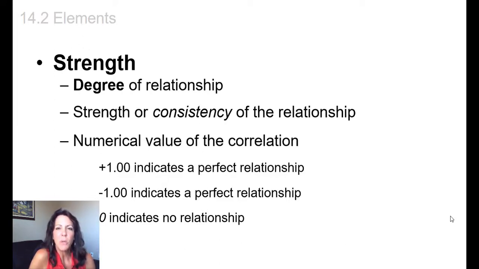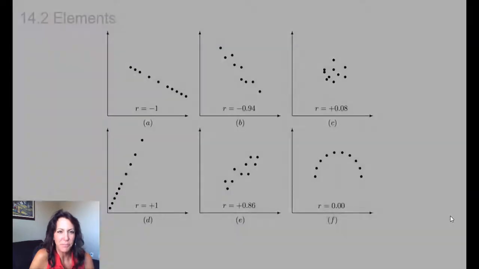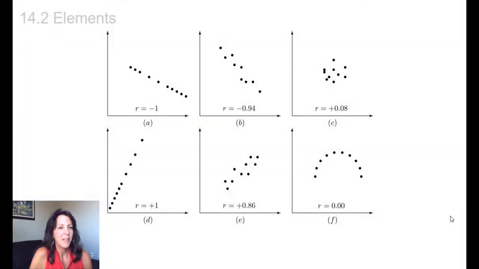So this is how we determine the strength of the correlation, is how close it is to either positive 1 or negative 1. The closer we have to positive 1 or negative 1, the stronger the correlation. So let's take a look at some different types of correlations. These are scatter plots, as I've mentioned before, and you can see that the R, or the correlation, is listed here under each of the graphs. So let's take a look at them one at a time.